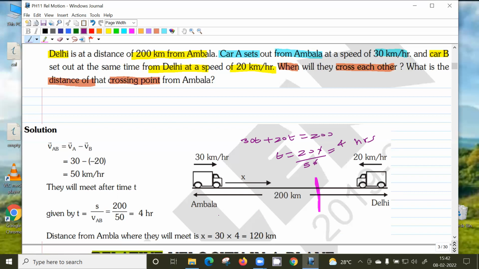So you can either do it with respect to A or with respect to B. Everybody hear me? Yes, sir. Okay, if I have to do it with respect to B, I'll choose my frame of reference here. So with respect to this frame, I have to find the velocity of A with respect to B. It's a 1D problem, so velocity of A is 30. I take this direction as positive.